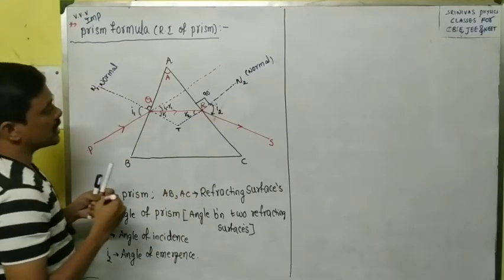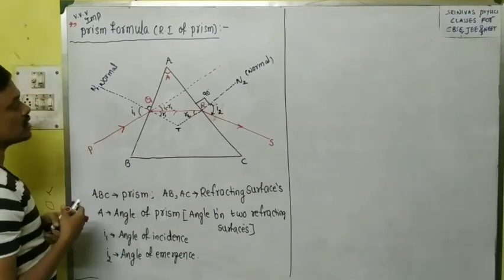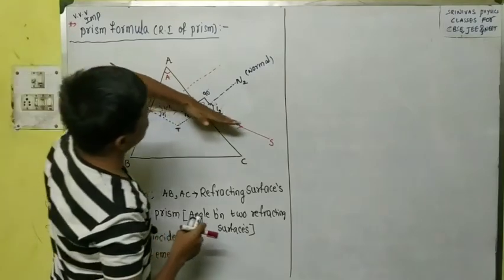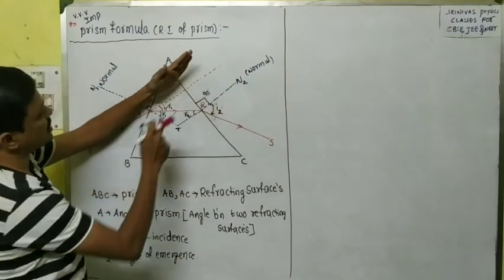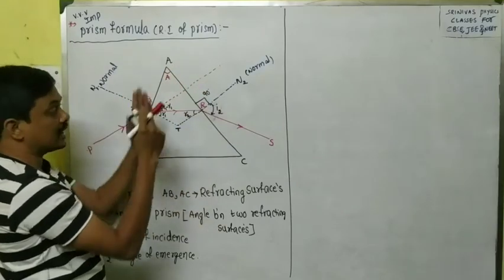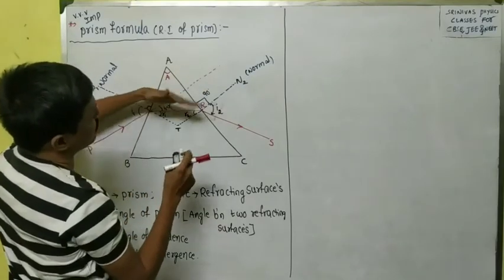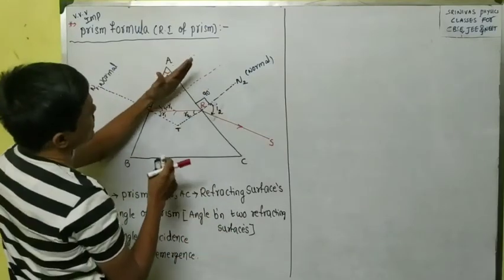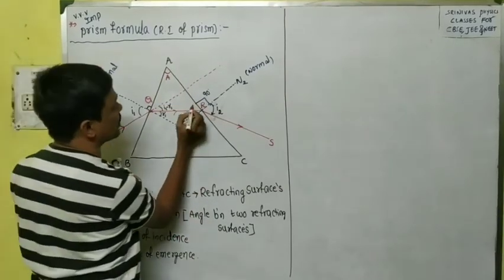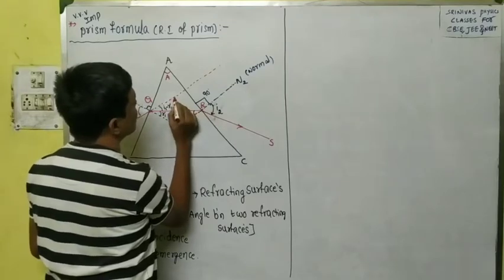Now we can extend the emergent light ray backward. If there is no prism, light should travel like this. But due to the prism, it is going like this, right? That means due to the prism, the light path is changed. Actually, it should travel like this, but due to the prism, finally it is going like this. It is deviated from its original path. How much angle it is deviated, that I want to know. For that we have to do the extension backward. Okay, we can do the extension here.